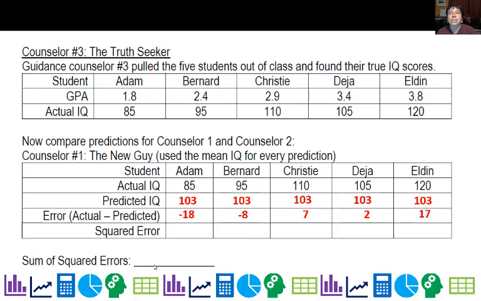Now we're going to go ahead and square these errors: 324, 64, 49, 4, and 289. And when we add them up, we get 730. By the way, one good way to remember how to calculate the residual or the error here, actual minus predicted, is like AP, as in AP statistics. So the sum of the squared errors for our first guy is 730.